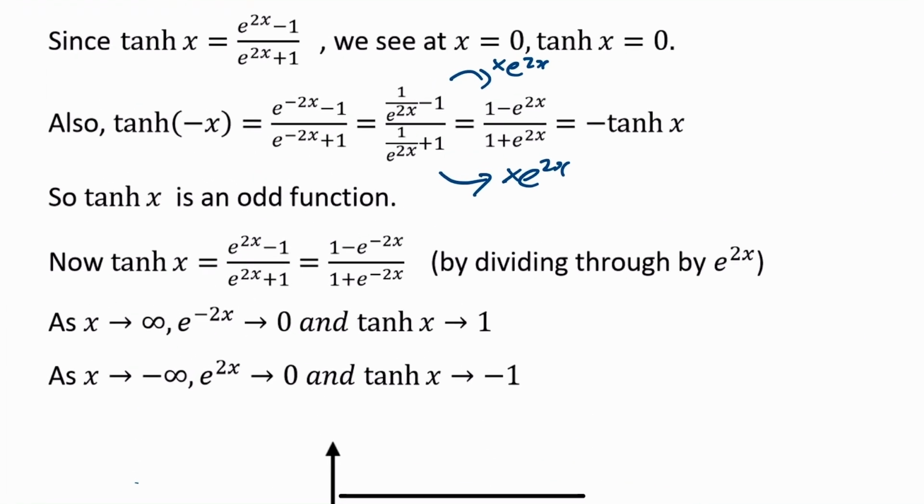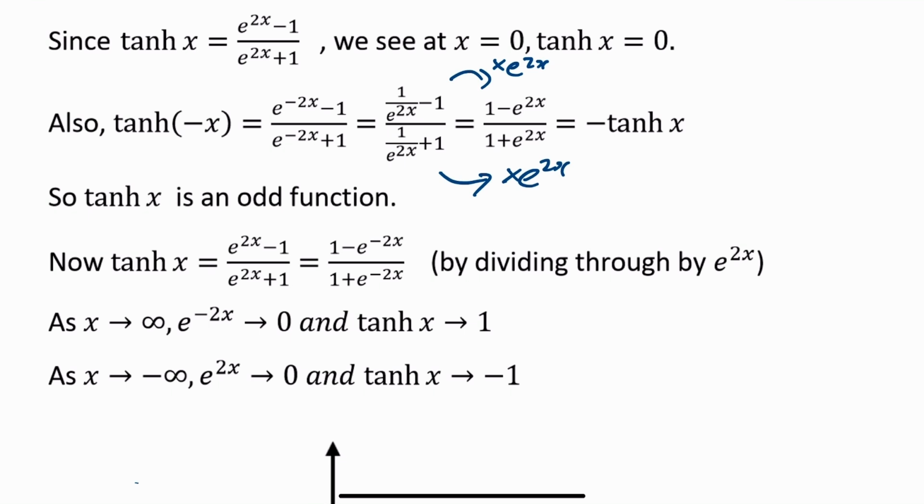And first of all, we see when x is equal to 0, hyperbolic tan is going to be equal to 0. So that's just going to be 1 minus 1 over 1 plus 1, which is just going to be 0 over 2, which is just 0. So that's why when x equals 0, hyperbolic tan is 0. We're also going to look then at whether it's odd or even, see what's happening with this thing.